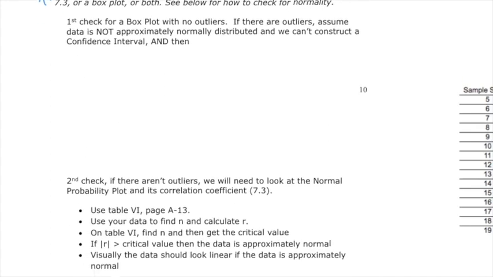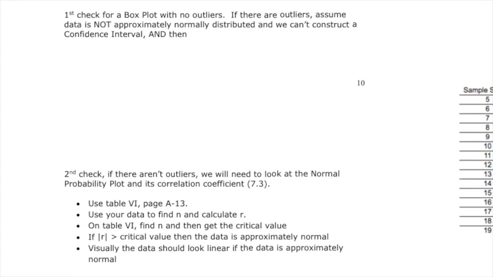So the first check is using a box plot. We're going to check our box and whisker plot to ensure that there are no outliers. As long as there are no outliers, then we'll go to our second check. If there are outliers, we're going to assume that our data is not normal and we cannot construct a confidence interval.